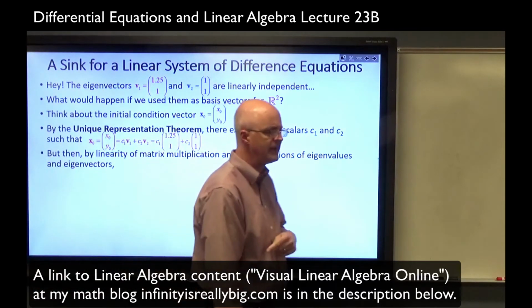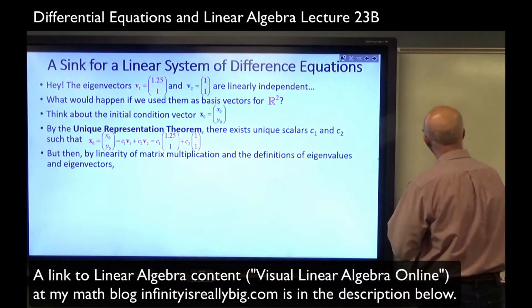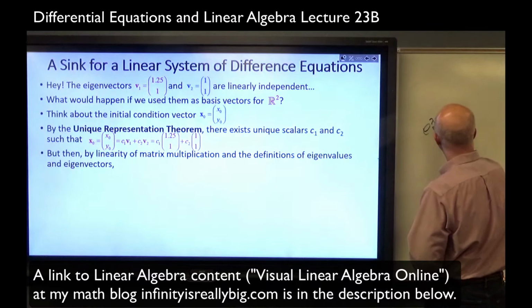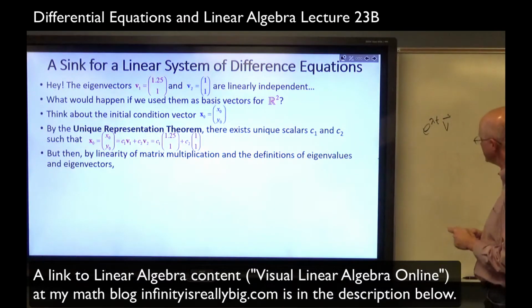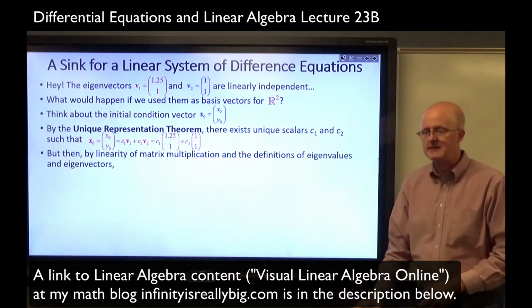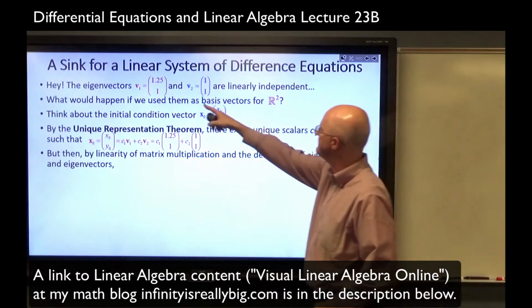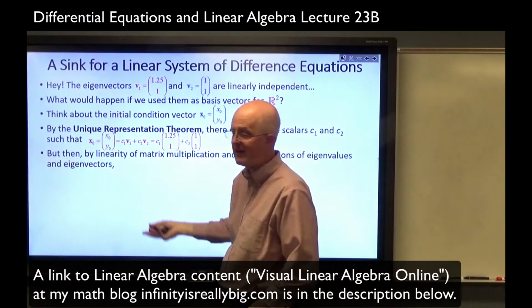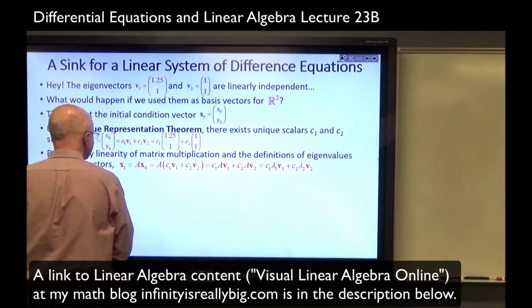In lecture 23a, we talked about why e to the lambda t times v, where lambda was an eigenvalue of A and v was a corresponding eigenvector, solved the differential equation. It was a straight line solution ultimately. That kind of thing doesn't happen here, but something similar does, based on these two things being eigenvectors and 0.8 and 0.9 being eigenvalues. Call them lambda 1 and lambda 2.